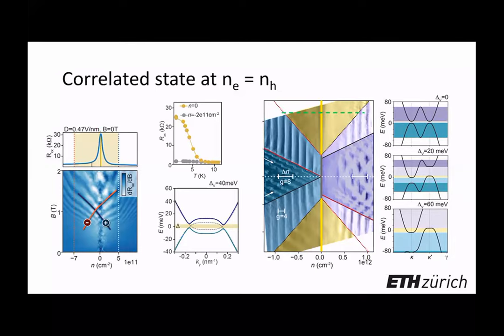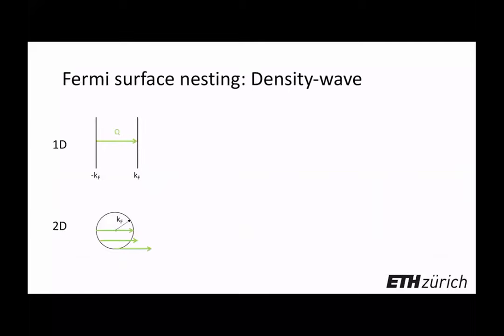So let's look a little bit more into detail what kind of state this is. What we see is a so-called density wave state, and it happens because of Fermi surface nesting. In a simple one-dimensional case, this is quite often present. If we can connect the two Fermi points at minus kF and kF with a single vector Q, which is quite easy in 1D, you can get such a density wave state. In 2D, it's a little bit less straightforward, because if we connect, for example, at the Fermi surface, this point and this point, then the same vector will not connect the other two points.